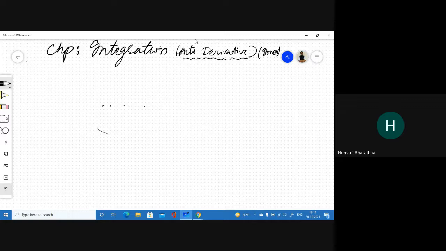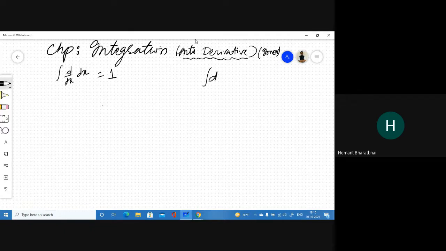Since it is opposite, it is going to cancel out derivative. Integration and derivative will cancel out each other. So suppose I write d dx of and this dx, both will cancel out each other and I'll get one.